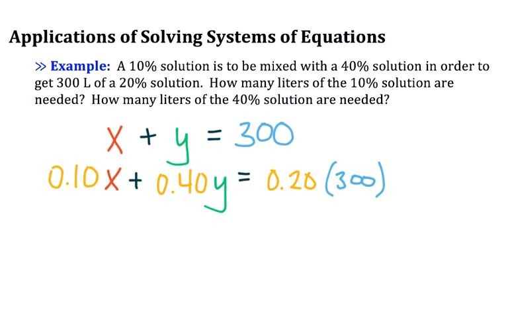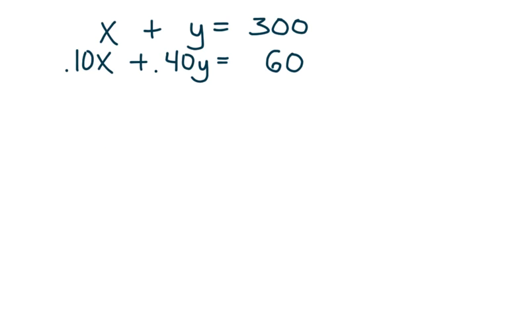At this point you can solve by whatever method is most comfortable for you, whether that ends up being substitution or elimination. Neither is too hard in this case. So I'll just go ahead and rewrite our system on the next page, and then I'll show solving by elimination for this video, and then you're welcome to use substitution on your own. So here is our system rewritten. Again, our first equation was just X plus Y equals 300. Our second equation was 10% times X plus 40% times Y equals 20% times 300. And 20% of 300 is just 60.